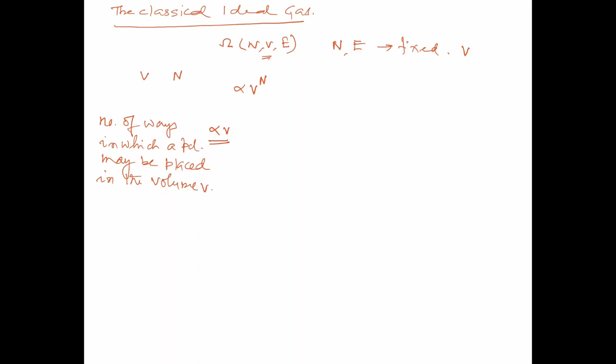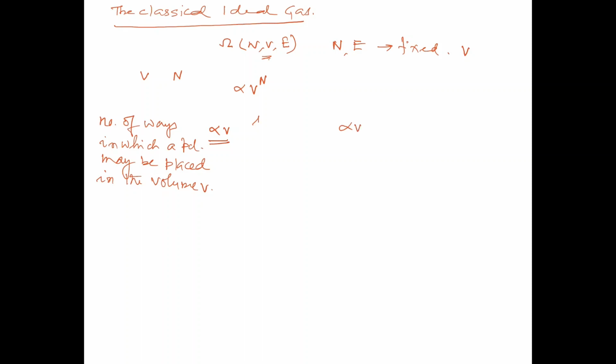That means there is no spatial correlation between the particles. So the probability of any one of them being found in a particular region of available space is completely independent of the location of the other particles. That means if you take the second particle, the number of ways in which that particle can be placed within the same volume V will also be proportional to V.